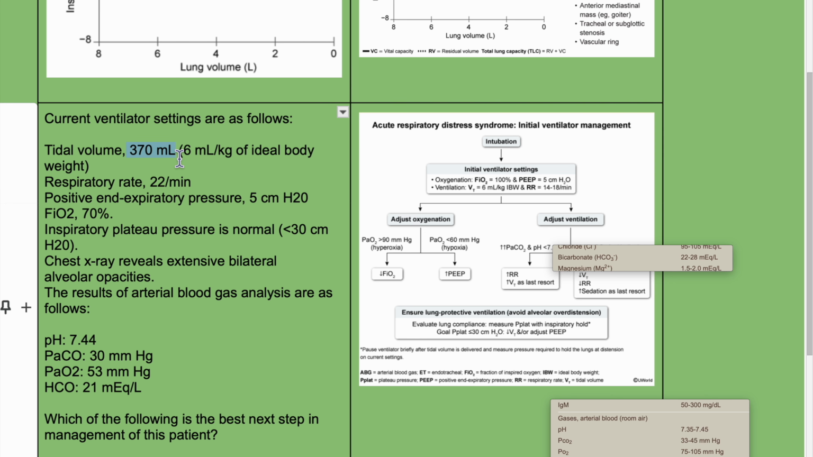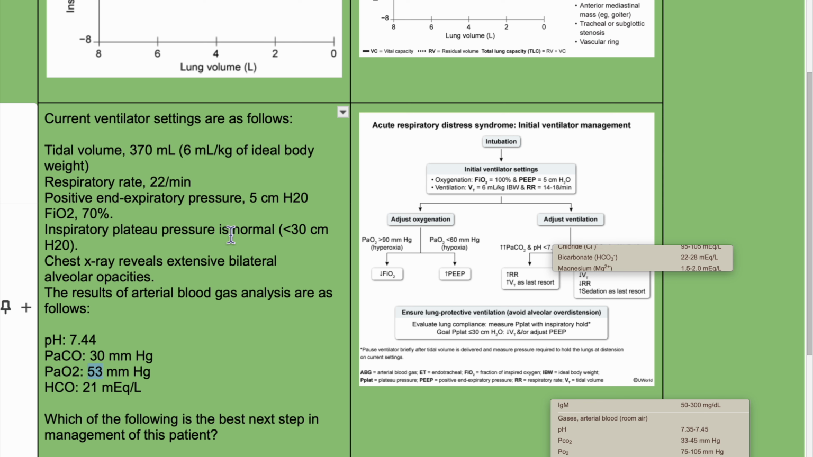So tidal volume is normal. Respiratory rate is 22 per minute, which is on the higher end. However, that is still causing low PaO2, even though we have a high respiratory rate. PEEP is 5 centimeters, right? I believe we can go up to 10. FiO2 is 70%. We need it lower than 60. But since PaO2 is low, we don't want to decrease that right now. We'll leave it at that.